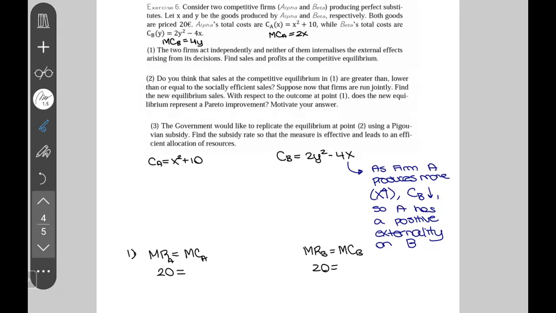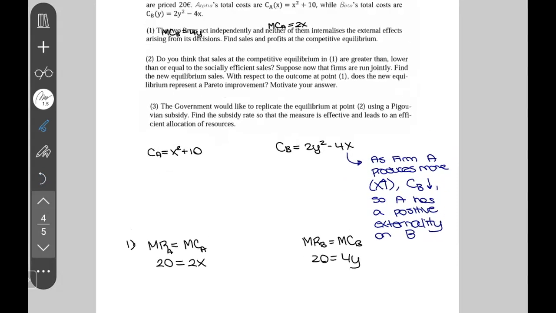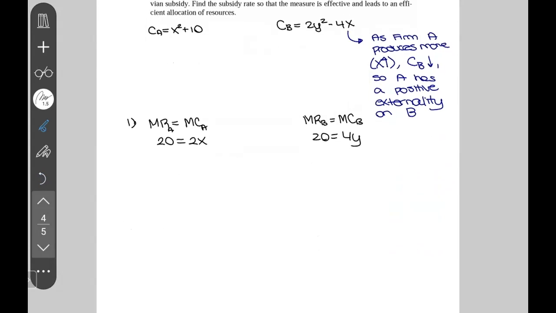So basically the idea is that because firm B can't directly cause A to produce more or less, its marginal cost doesn't depend on that, because this is just taken as an unknown constant. So now we can just copy those. We have 2X here and then 4Y here, and then we can get the two quantities. So we get X equals 10 and then Y equals 5.